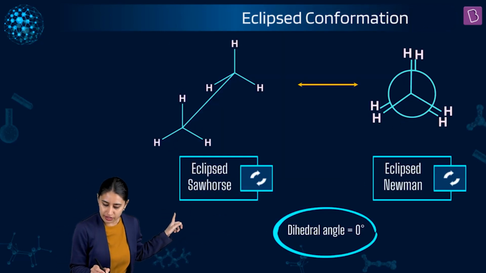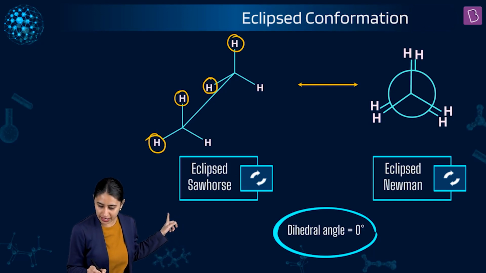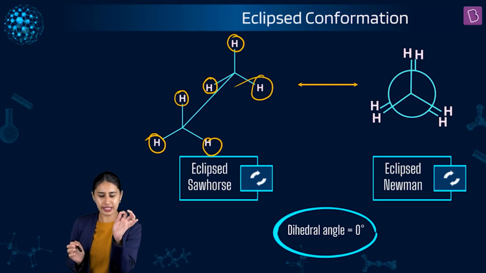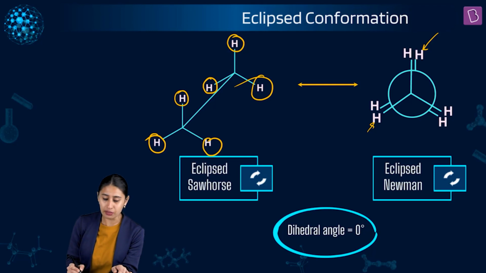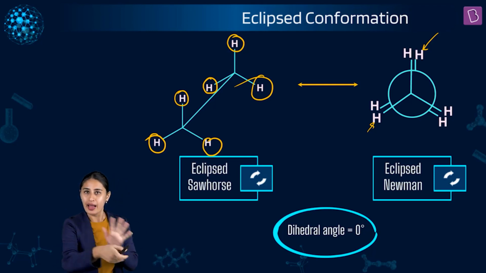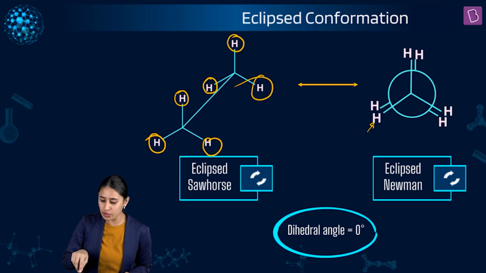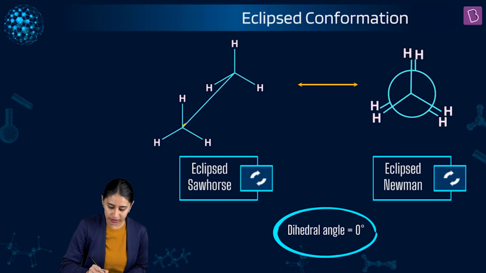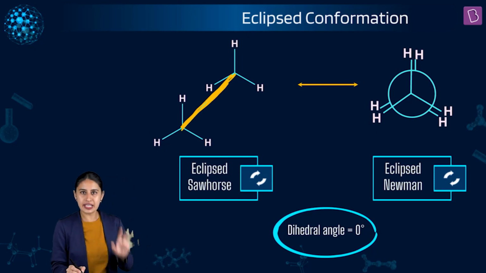Eclipsed sawhorse. Just behind this hydrogen, we have this hydrogen. Just behind this hydrogen, we have this hydrogen. Just behind this hydrogen, we have this hydrogen. Ideally, when we see it head on, we should not be able to see the back three hydrogens because they are just behind the first ones. But we write it like this in the Newman projection. Sawhorse we can easily see because we are seeing it along the molecular axis. But here we are seeing it head on.